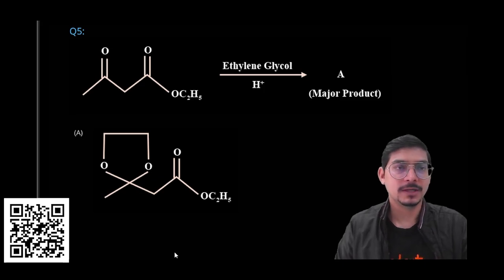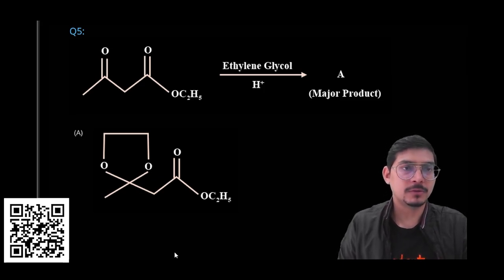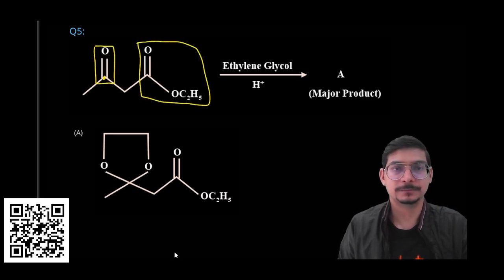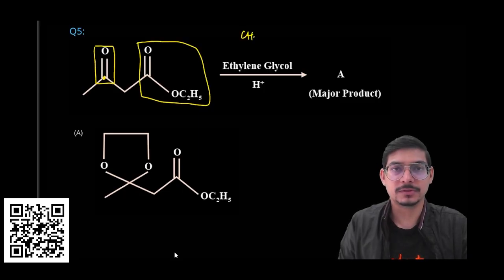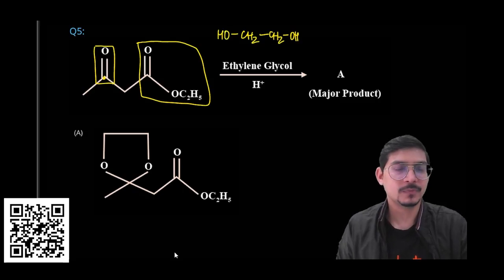Hi everyone. In this question, we are given an organic compound that has a carbonyl group, that is a ketone, and another ester linkage. This compound is reacted with ethylene glycol, which is ethane 1,2-diol, in presence of acidic medium. Now, the given functional groups in the compound are a ketone and an ester linkage, and the reagent that we are reacting it with is ethylene glycol in acidic medium.